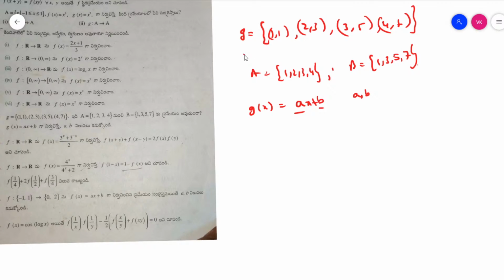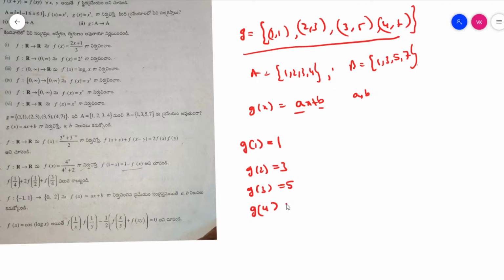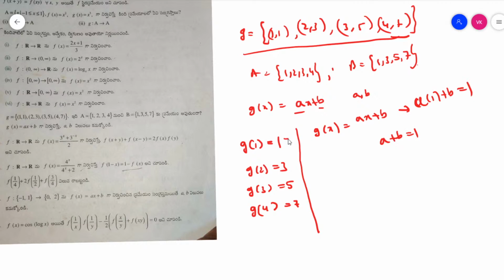Here from the function value we know that g of 1 is equal to 1, g of 2 is equal to 3, g of 3 is equal to 5, and g of 4 is equal to 7. This is given in the function as a Cartesian product. And then we know that g of x is equal to ax plus b. Then let's go for x equal to 1. Then we can write a of 1 plus b is equal to 1. That means a plus b is equal to 1 from the first one.